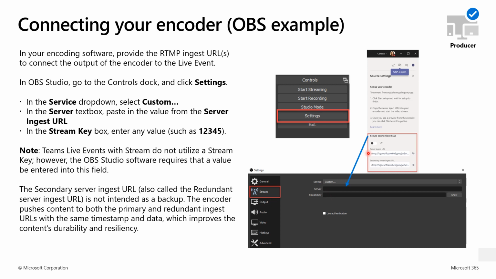Side note, you might notice there's 2 URLs here, server and secondary. This is not primary and backup, right? These are actually both pointing to the same system, but different ports. And it's there for redundancy from a durability and resiliency standpoint. It is not meant to be primary and backup. If you want primary and backup, you need multiple live events with multiple encoders.